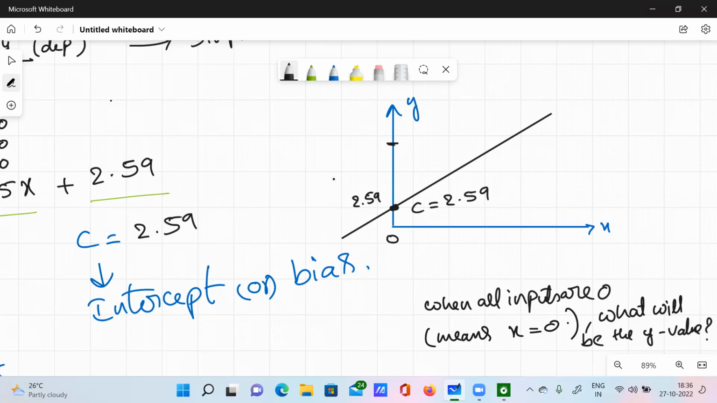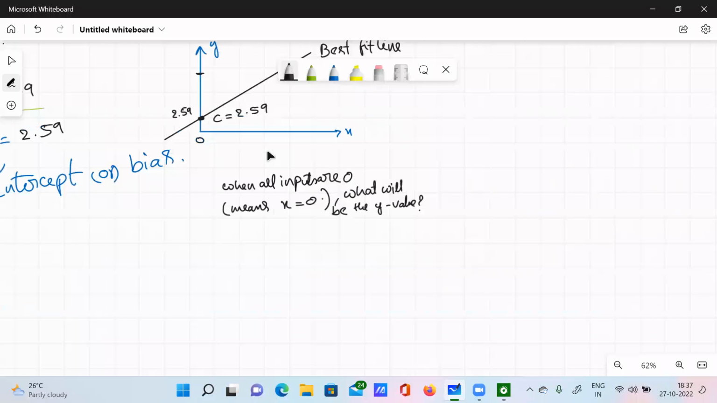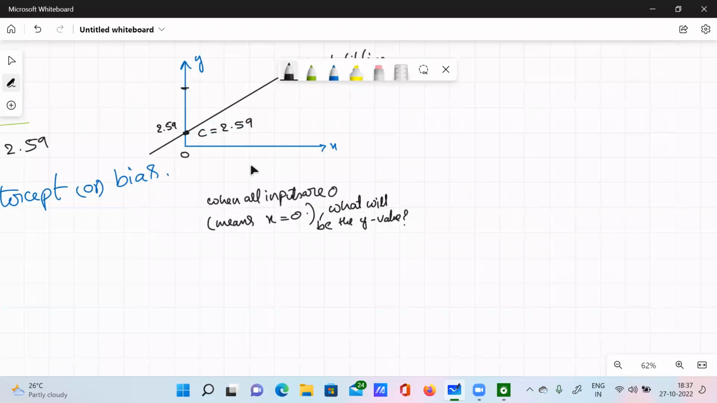So this is the best fit line. The intercept is nothing but the particular point where the best fit line cuts the y-axis. That's the technical definition. But when you want to look at what an intercept exactly is, you can say that when all the inputs are 0, that is when x is equal to 0, what will be the value of y? That would be the perfect conceptual definition for the term intercept. Okay, so that's it.